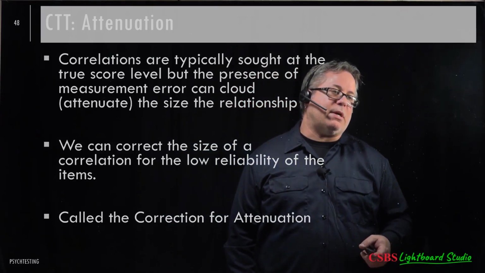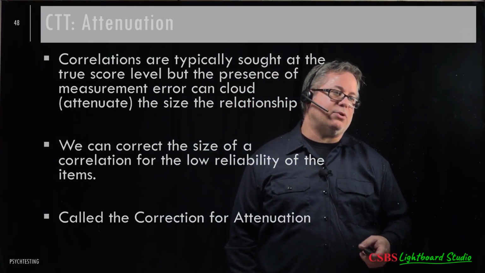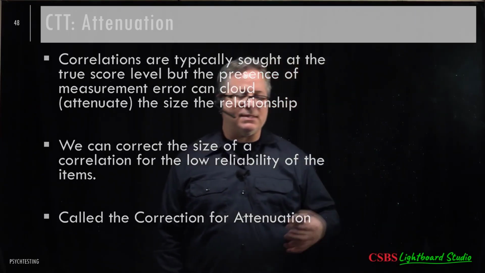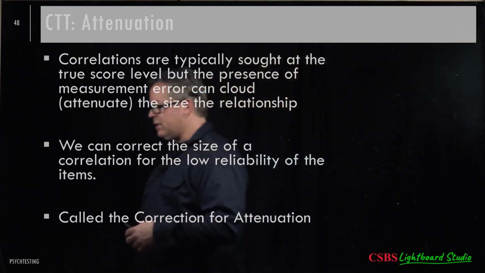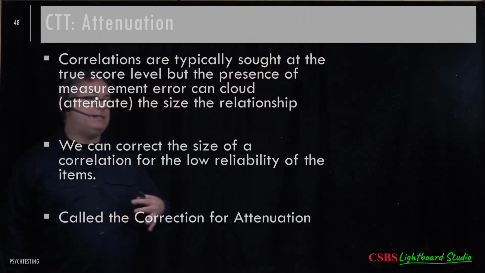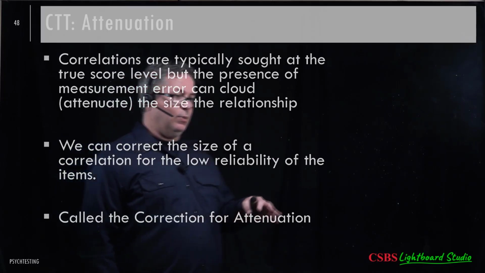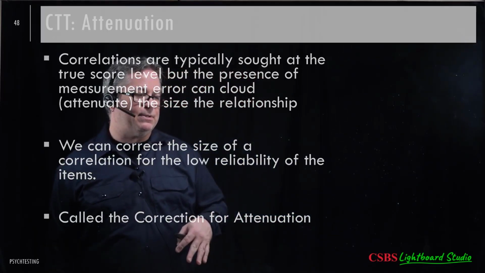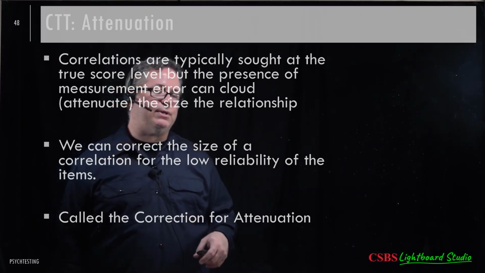Correlations are typically sought at the true score level, but the presence of measurement error can cloud, or attenuate, the size of the relationship. The more error in a scale, the more the correlation is attenuated. We can correct the size of the correlation for low reliability of the items. This is called the correction for attenuation.